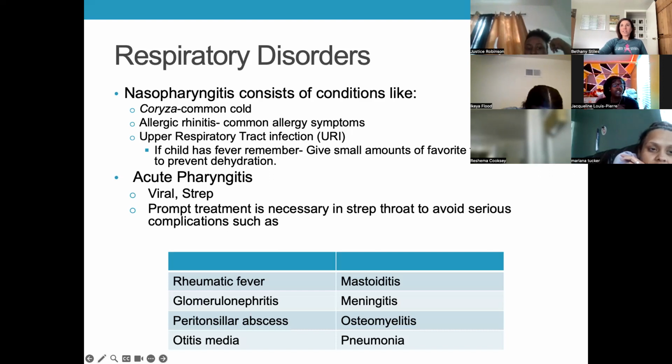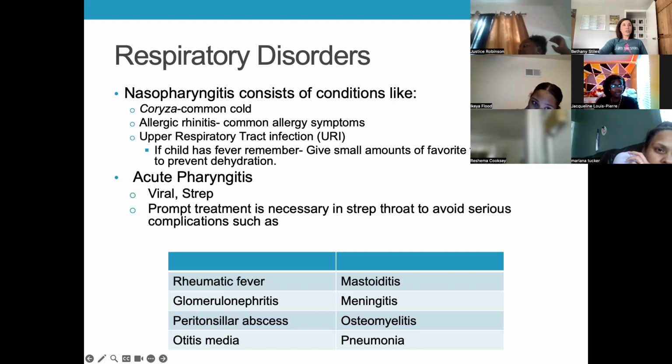So nasopharyngitis is all of those common conditions. So colds, allergies, upper respiratory infections. It's important that we treat children with small amounts of their favorite fluids frequently to prevent dehydration. So whatever they will drink, whatever makes them feel better is what we want to give them so that they don't get dehydrated.